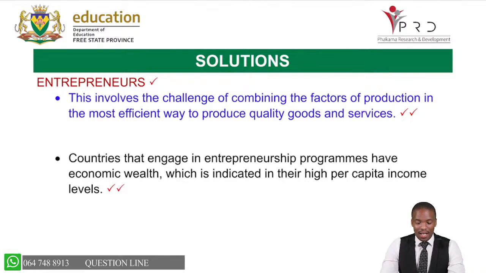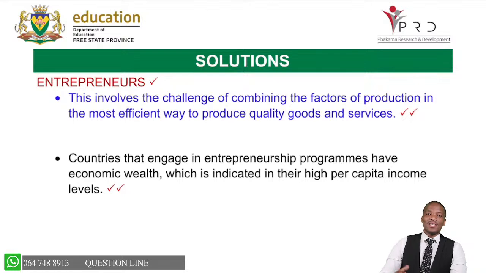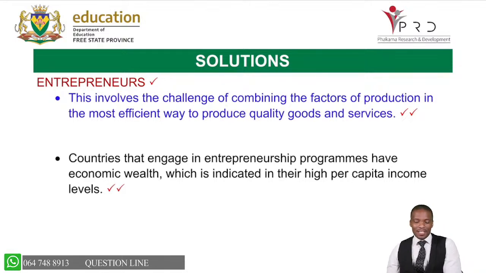Then, countries that engage in entrepreneurship programs have economic wealth, which is indicated in their high income per person. Hence we are saying we should reduce the dependency mentality where we depend more on the government, and come up with a way where there are more entrepreneurs within the economy or within the communities that we live in. In that way, the supply of goods and services will increase because we have increased competition.